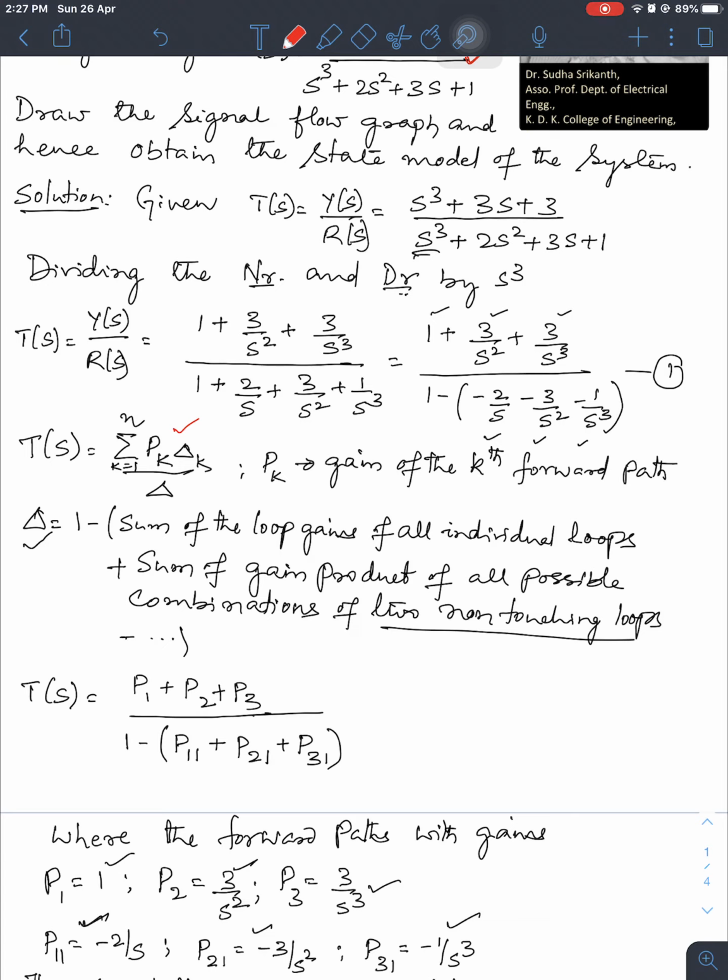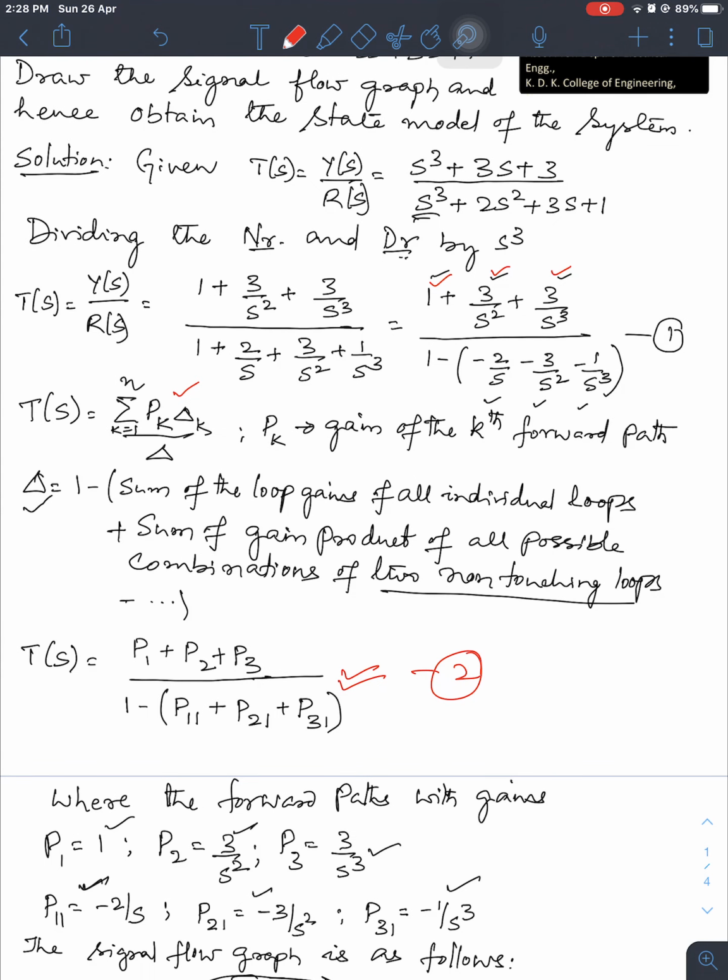Now that we have the terms like 1, 3 by s square, 3 by s cube, we have delta 1, delta 2, delta 3 equal to 1, and that is possible when all the loops touch each other, right? So we identify the given transfer function to be P1 plus P2 plus P3. In this expression we try to do a one-to-one correspondence between 1 and 2, if we can call this 2, we try to draw parallels. This is of course what we were able to get after dividing the numerator and the denominator polynomial by s cube.